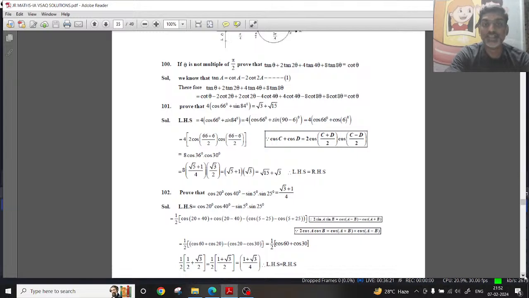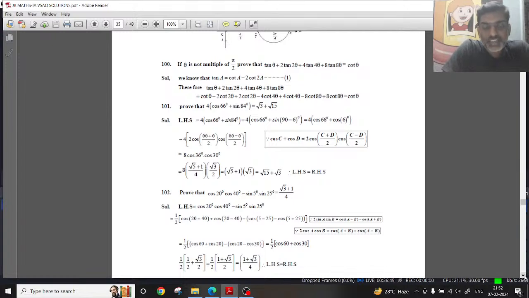We can use one of the conditions, like tan a equals cot a minus 2 cot 2a, or else we can write cot a minus tan a equals 2 cot 2a. Cot a minus tan a equals 2 cot 2a, we can apply. From that identity we can get the complete answer. Okay, this question is really important.